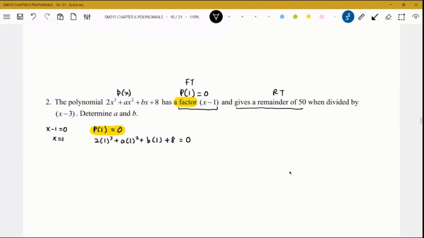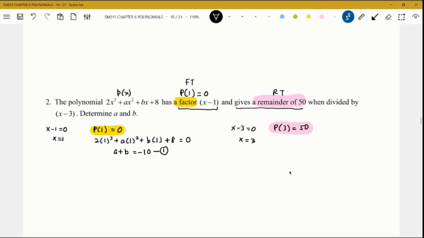Equal with 0, so we end up with a plus b equal to -10. So we have one piece of information, the first equation. And then the second one, by the remainder theorem, for x minus 3 equal to 0, x should be 3. So P(3), the remainder, is 50. So that is the remainder theorem.